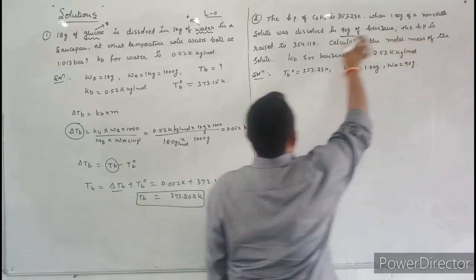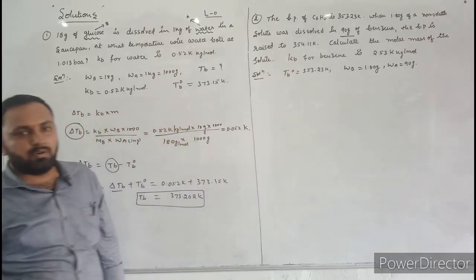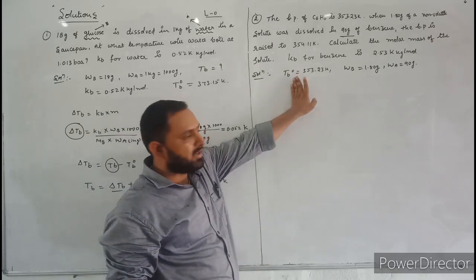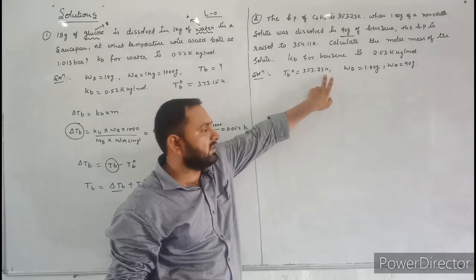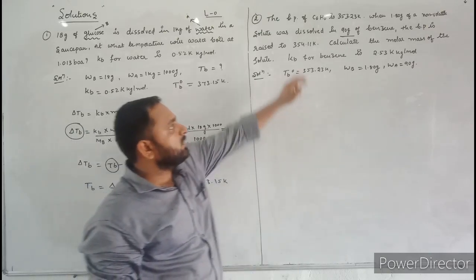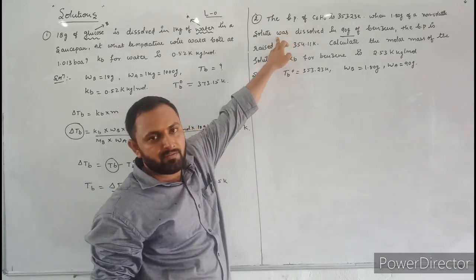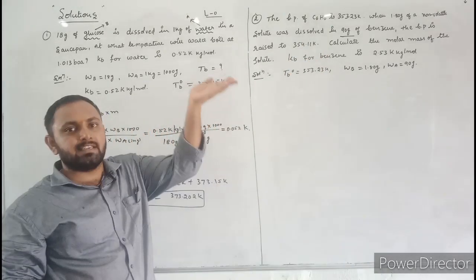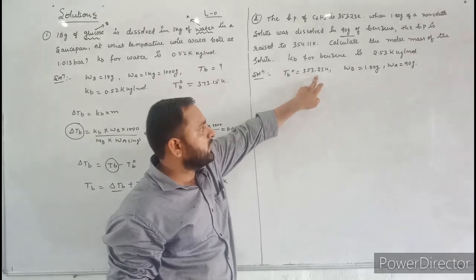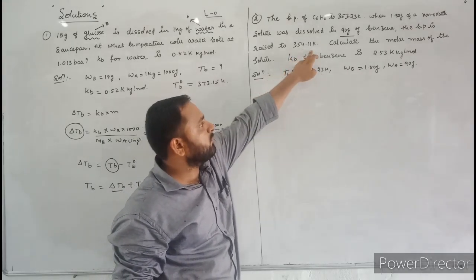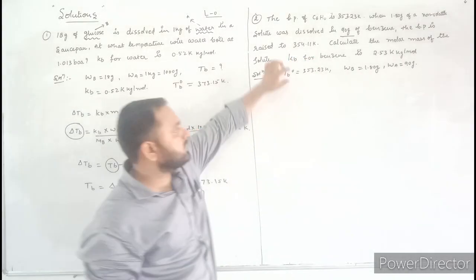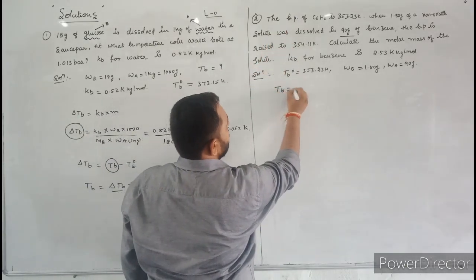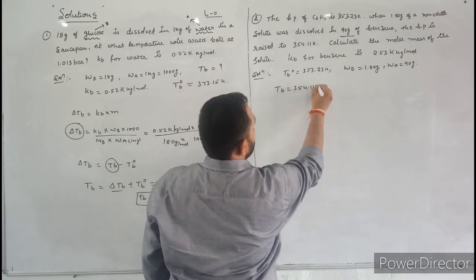Next, the boiling point is rising to 354.11 Kelvin. That means here the boiling point of pure benzene is 353.23 Kelvin. But when you dissolve 1.80 gram of non-volatile solute in 90 gram of benzene, the boiling point increases from 353.23 Kelvin to 354.11 Kelvin. That means it is TB naught, and this is TB. Here I will write TB is equal to 354.11 Kelvin.